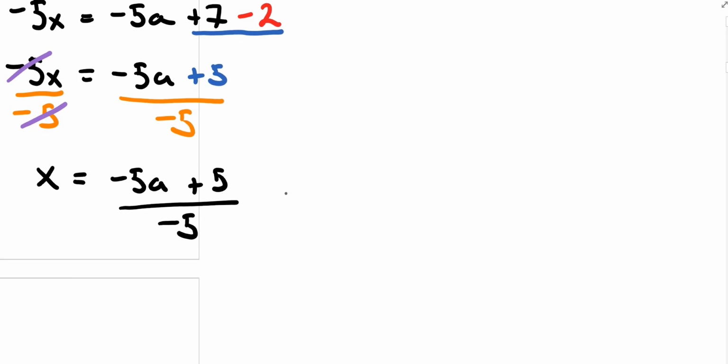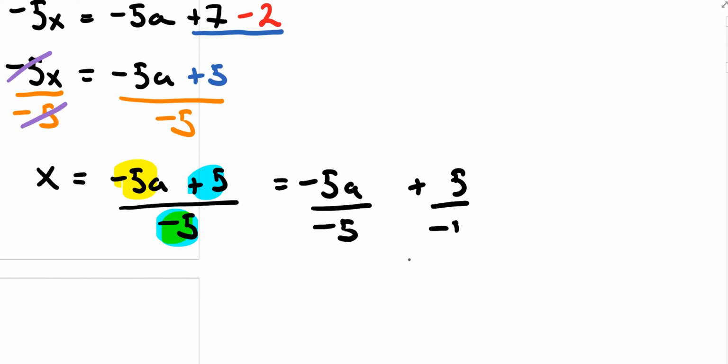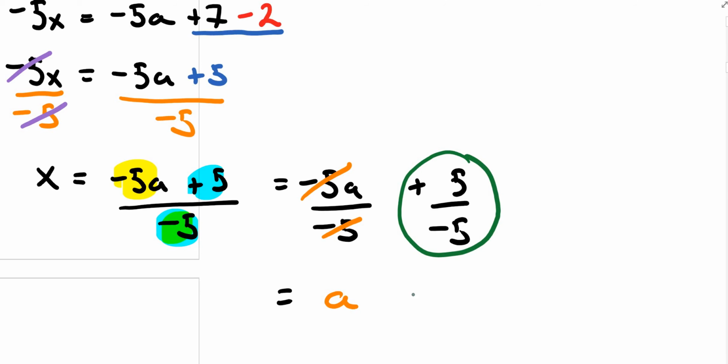Now, although this is correct, you can definitely simplify this a little bit more, where you can take this part and that part and write that as a single fraction. And then you can take this positive 5 and also divide that by negative 5. So I have positive 5 divided by negative 5, and then just simplify this. So the negative 5's cancel, giving you just the single a. And 5 divided by negative 5 is negative 1. So there's your final answer there.